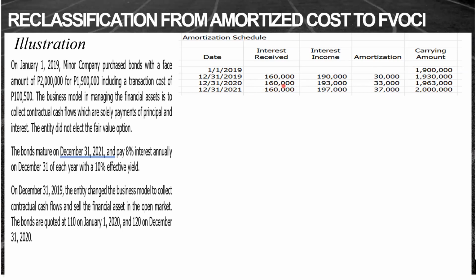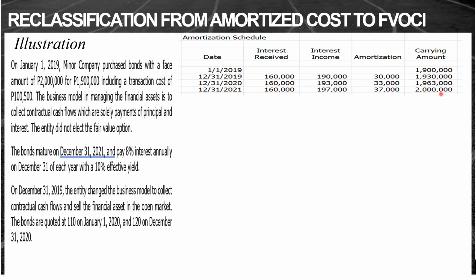Ganun din. So this is 2 million times 8%. So 160,000. This one is 1,930,000 times the effective rate of 10%. So you have 193,000. So 33,000 is from 193,000 minus 160,000. So yung 33,000 inadd doon sa carrying amount na 1,930,000 para makuha ito.